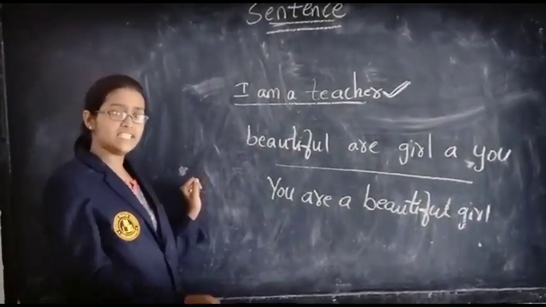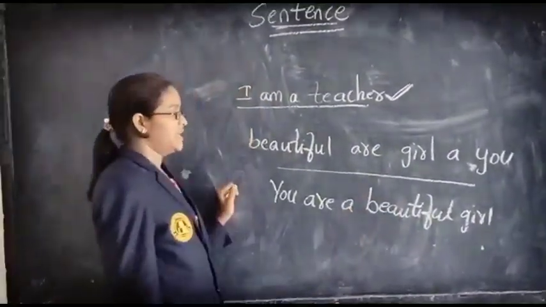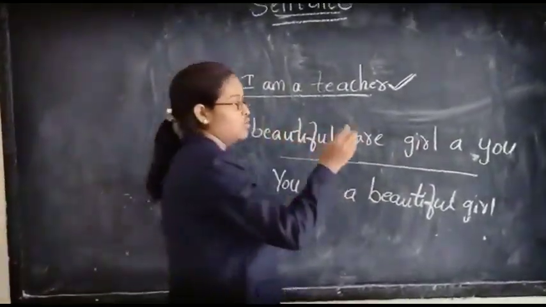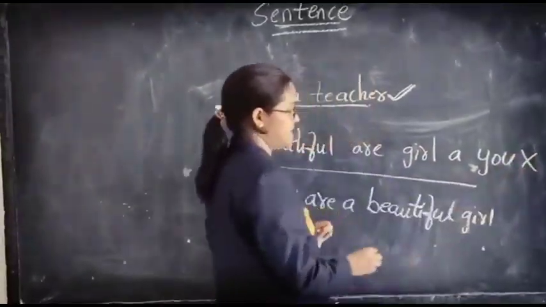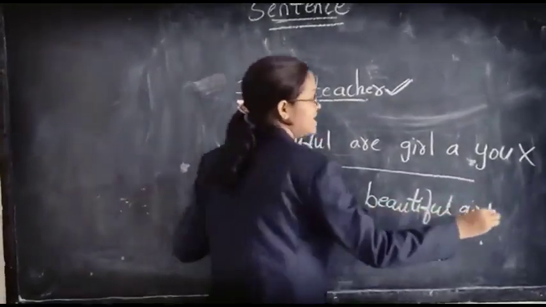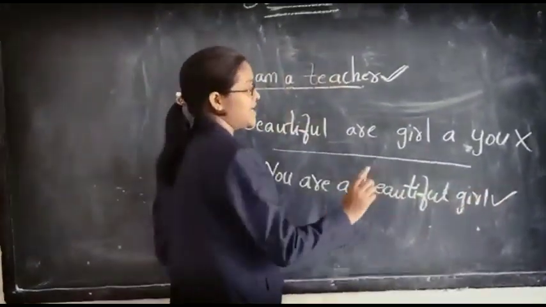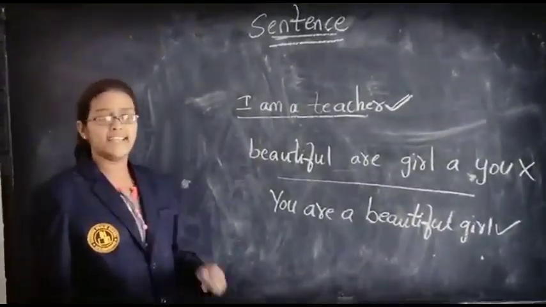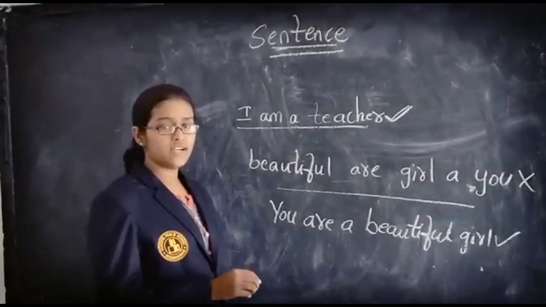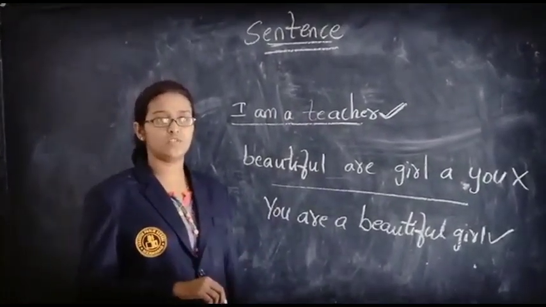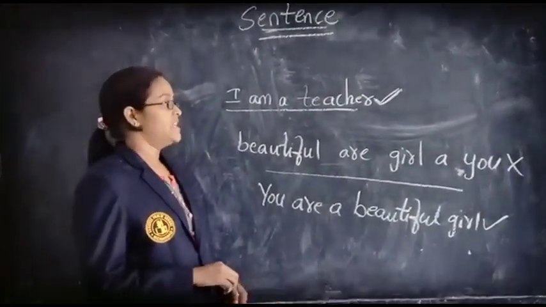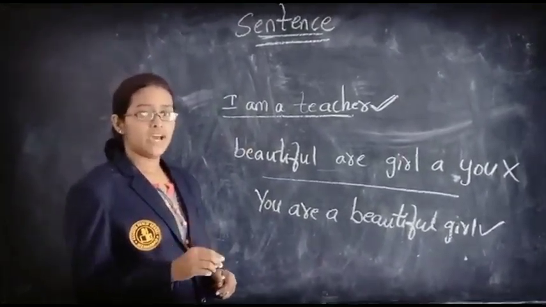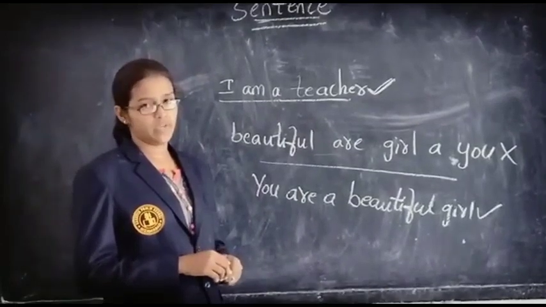Whenever we read this sentence, you are a beautiful girl, it gives a complete meaning. But when we read the other one, is it giving any complete meaning? No. So that's why it is a wrong sentence. And which is the correct sentence? This is the correct sentence: you are a beautiful girl. Now we all understand, children, what a sentence is. A sentence means a group of words which makes a complete sense. And a sentence always starts with a capital letter and ends with a question mark, full stop or exclamation mark.